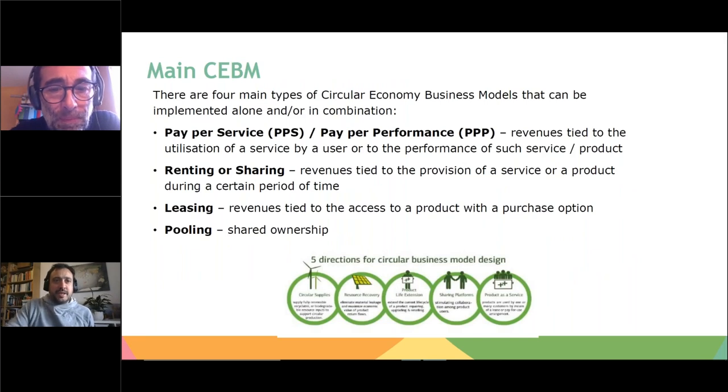So, as I said, how can we do that? There are different schemes for the building construction sector. The most important one would be the first one, the pay-per-service or pay-per-performance business model. In this case, we are switching, as I said, from regular product sale to service provision, and from the supplier or service provider perspective, we are offering revenues tied to the use of that service, to getting the benefits of that service from an end user perspective.